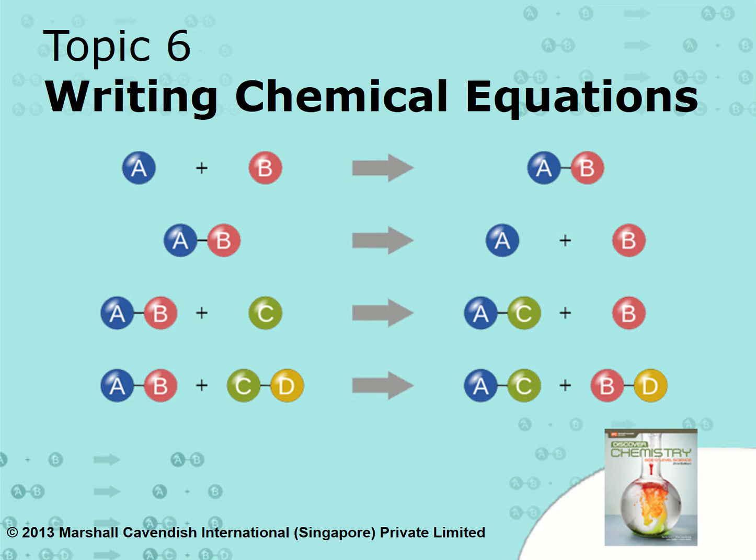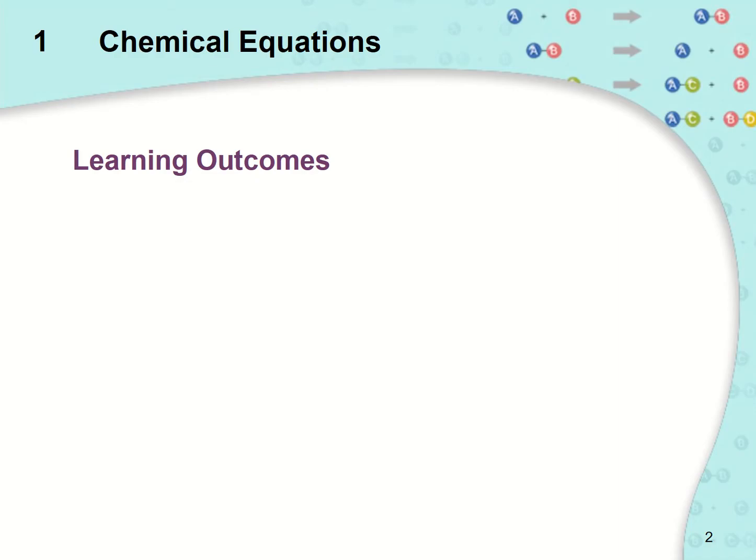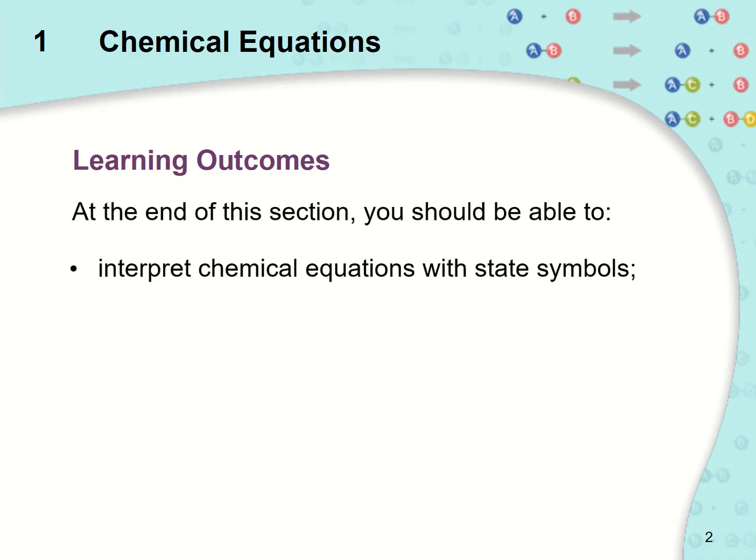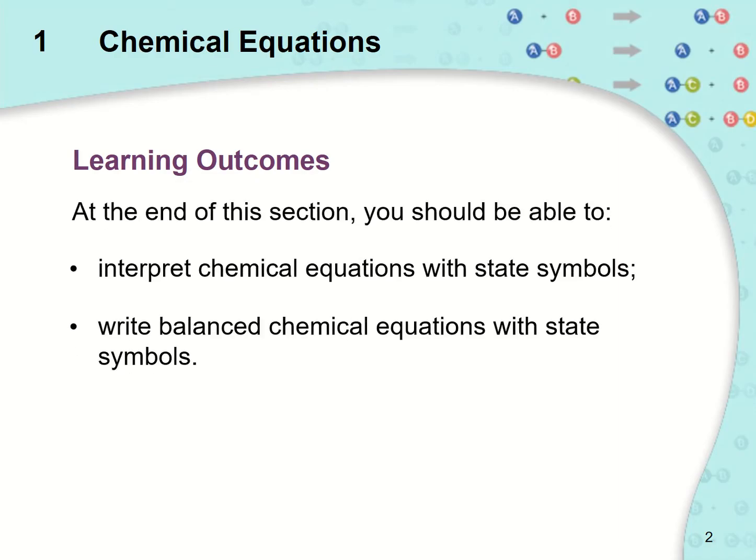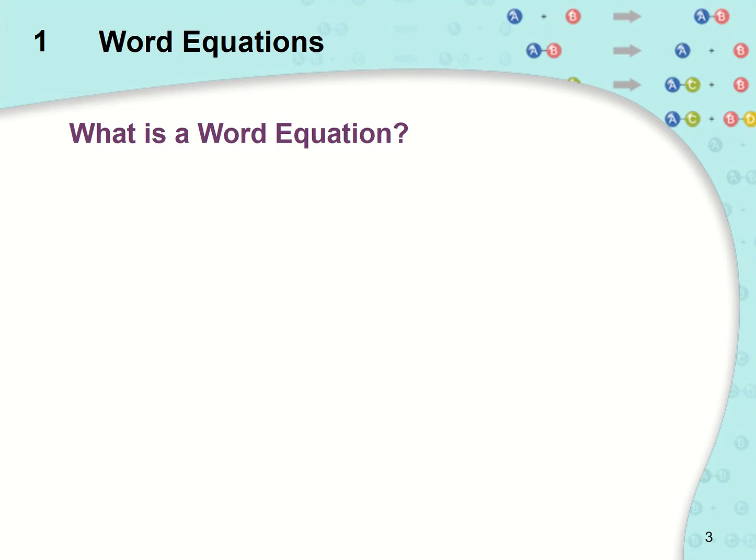For today's video, we're going to be looking at topic 6, the writing of chemical equations. At the end of this section, you should be able to interpret chemical equations with state symbols. You will learn how to write balanced chemical equations. Now, first off, let's take a look at word equations first.